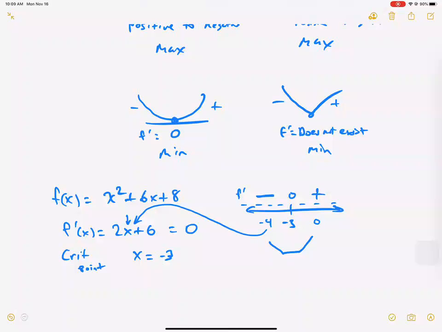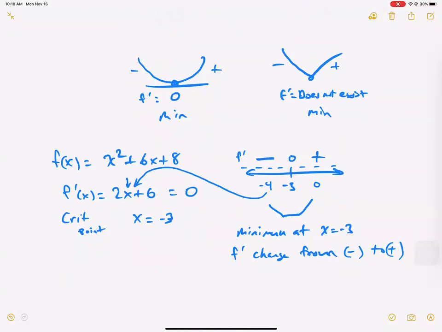Okay. So minimum at, let's say, minimum at x equals -3. f prime changes from negative to positive. Right? That's the logic behind it.